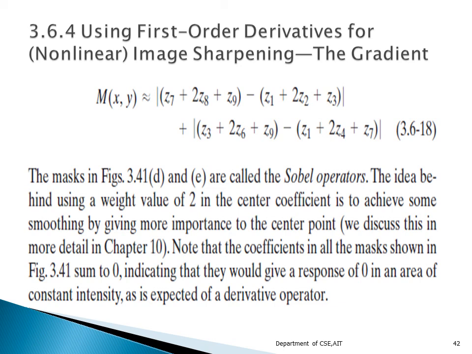All the coefficients in the mask shown here are going to sum up to 0. That means they will give a response of 0 if an area has constant intensity. So that is the property of this derivative operator. If the intensity is 0 at a point, then there won't be any change. If the intensity is more, then there will be a change. And the center point will always be a little blurred, and that is the effect of the Sobel operators.